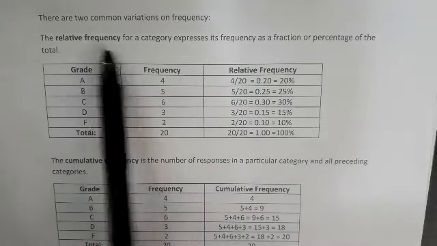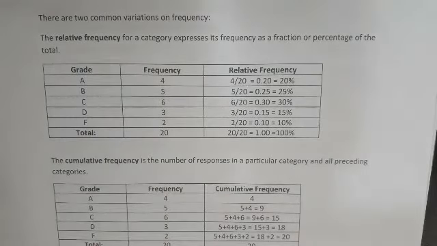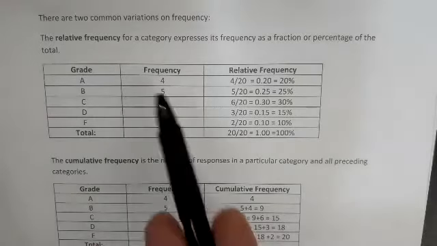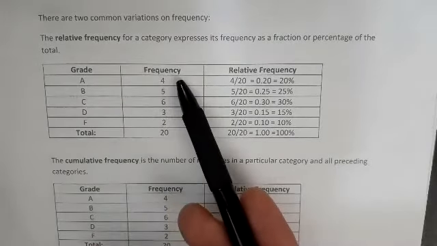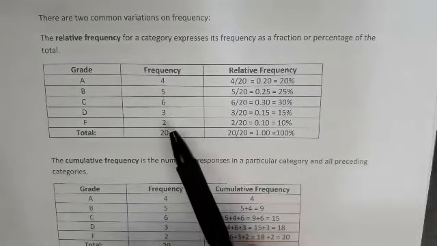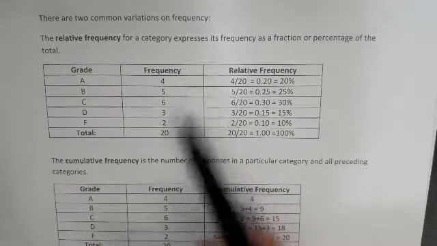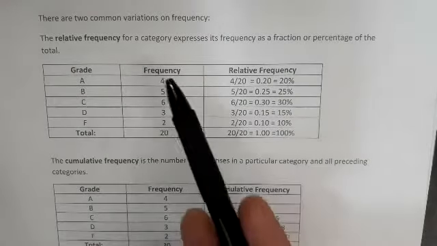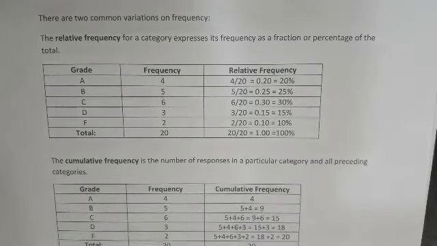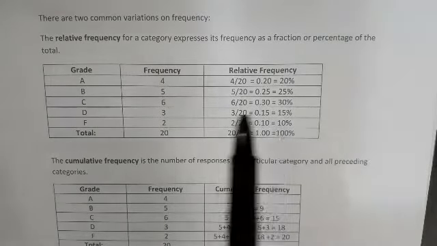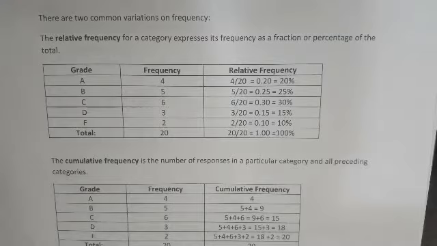We did relative change, we did relative difference between 2 numbers. So this is kind of similar. We're dividing 2 things here. So the frequency here is 4, but we want to take 4, the part, out of the whole, which is 20. So 4 out of 20 would give me 20%. 5 out of 20 would give me 25%. 6 out of 20 would give me 30%, and so on, right? So this would be the relative frequency.